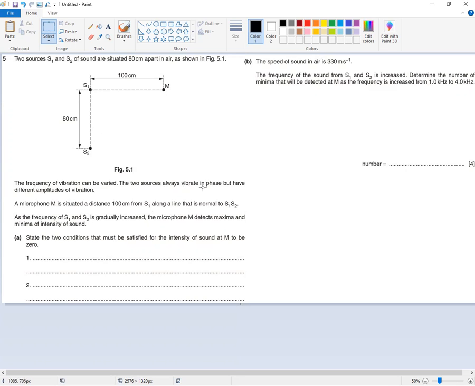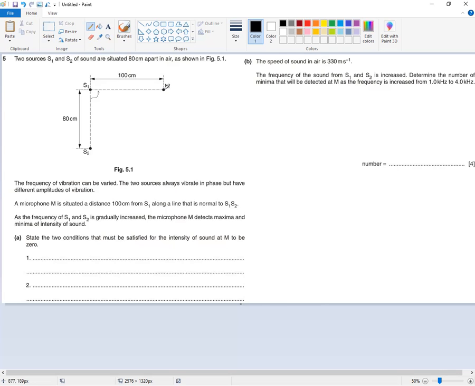That's the meaning of that, they always vibrate in phase. To detect the position of maxima or minima, in this case we cannot use a screen because it's a sound wave, so we're going to use a microphone. The question says a microphone M is situated at a distance 100 centimeter from S1 along a line that is normal to S1 S2. So between S1 S2 and S1 M, this is a perfectly 90 degree. That's what the question tells us.